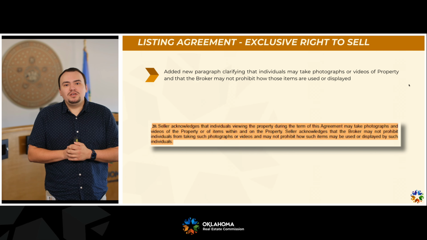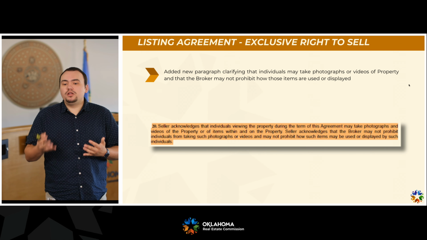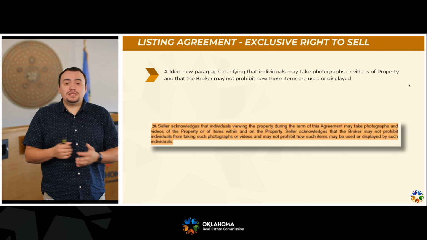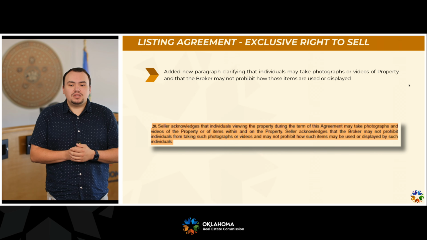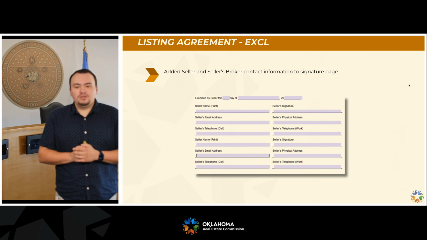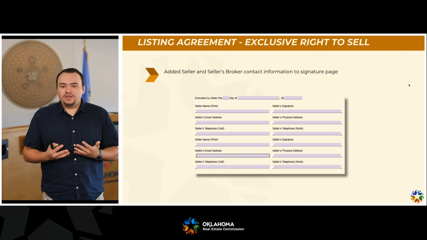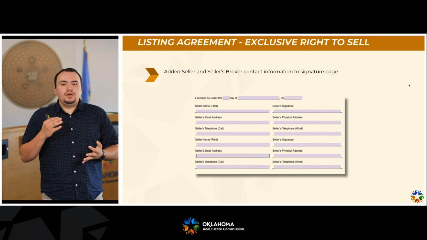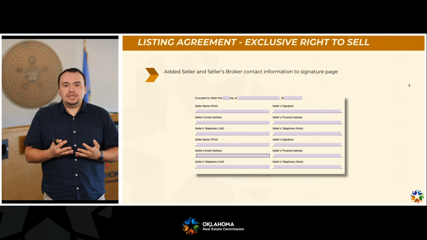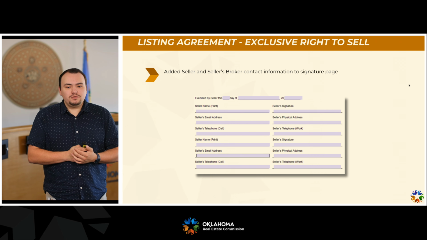Again, in the listing agreement, we added a paragraph regarding taking of photos and videos, essentially that the seller acknowledges that people are going to come into the house, they might take some photos of the house when it's listed, and that the seller agrees that they can do so. And then on the last page of that listing agreement, we've added all the relevant contact information for the associate, the seller, and the associate's broker. So it's all in one place. It's really easy for everyone to know who is a part of that transaction. So here is the seller information.